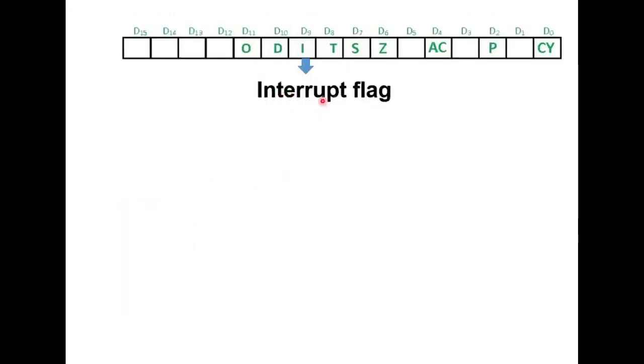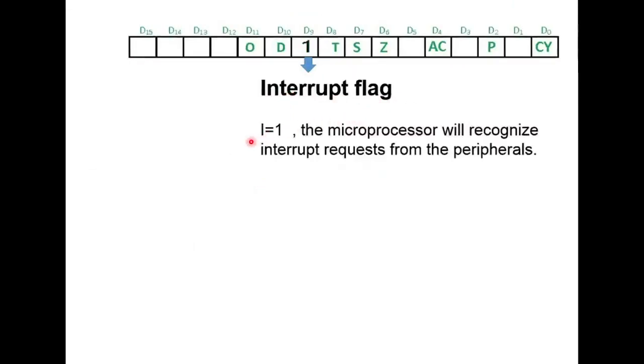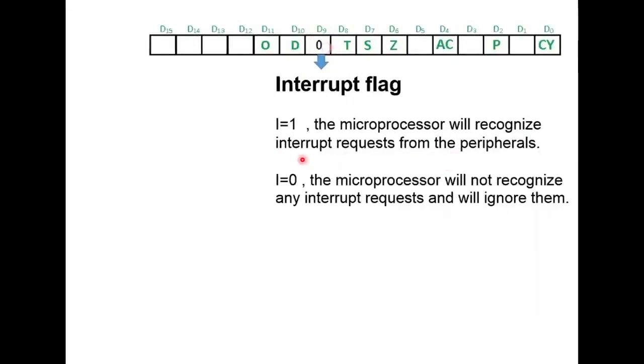Next one, I flag, which means interrupt flag. The interrupt flag will be set, that is 1, when the microprocessor recognizes an interrupt request coming from the peripherals. If the interrupt flag is reset, that is 0, at that time your processor will not recognize any interrupt request and it will ignore them. So if the processor recognizes an interrupt request, then your interrupt flag is 1. If the processor is not recognizing and is ignoring, then your interrupt flag shows 0. I hope you understand the set and reset states of the interrupt flag.